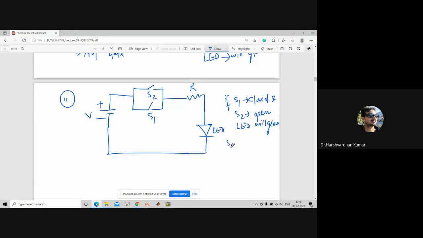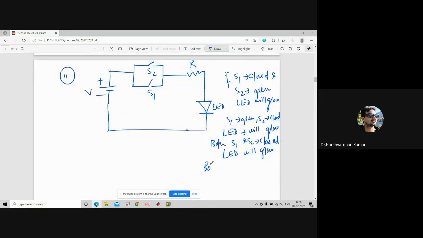Let us say S1 is open and S2 is closed. In that case, what will happen to the LED? The LED will glow. Now, let us say both the switches, S1 and S2, are closed. In that case also the LED will glow, right? Now let us take both the switches open.